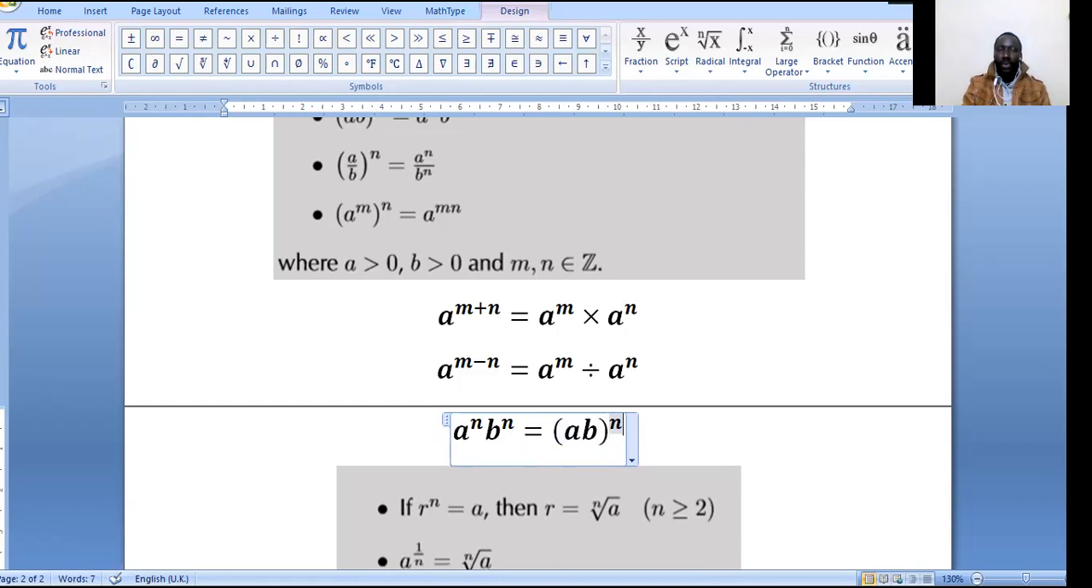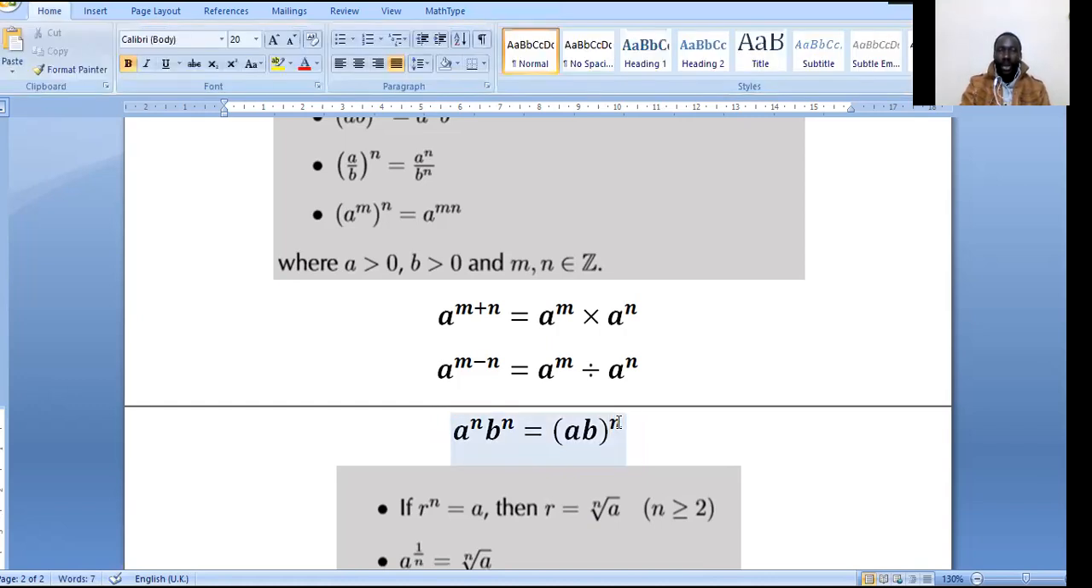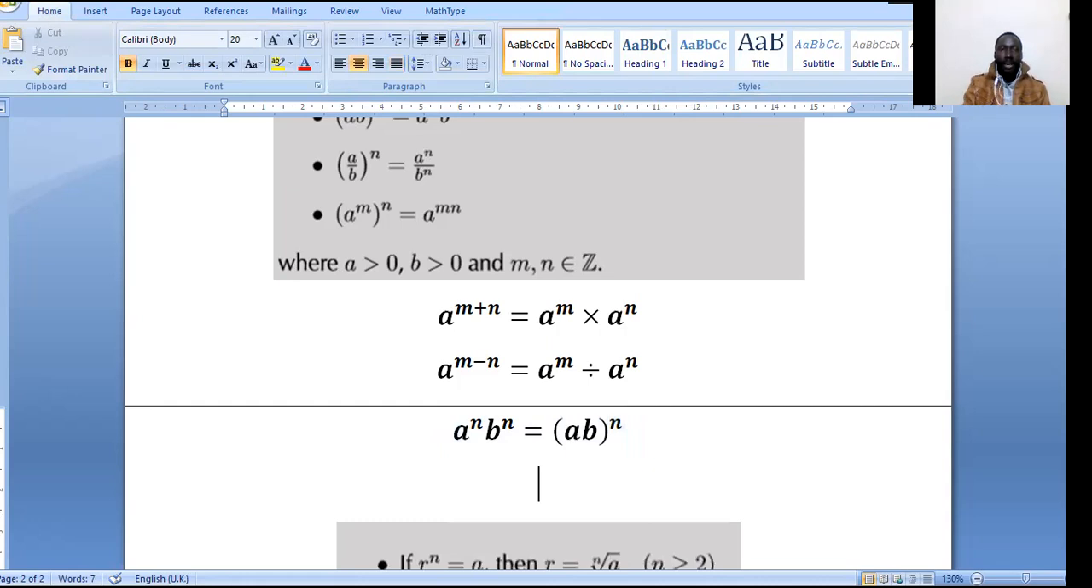Now, we move on to the power law of quotients, which is like the fourth law here. The fourth law means if you have two items dividing themselves inside the bracket, and there is one item outside the bracket, you can then simplify it as a raised to power n divided by b raised to power n.